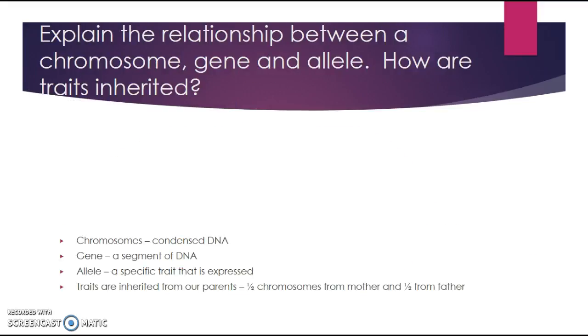Explain the relationship between chromosome, gene, and allele. How are the traits different? Chromosomes are going to be condensed DNA, where a gene is going to be a segment of that DNA, and alleles are going to be a specific trait that is expressed, and traits are inherited from our parents, half from mom, half from dad.